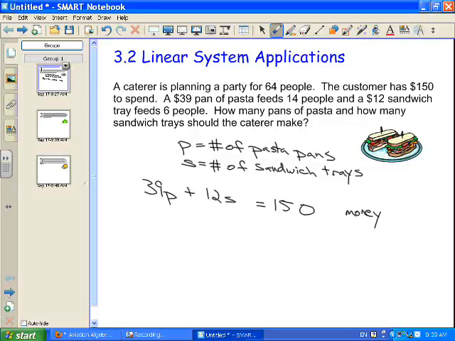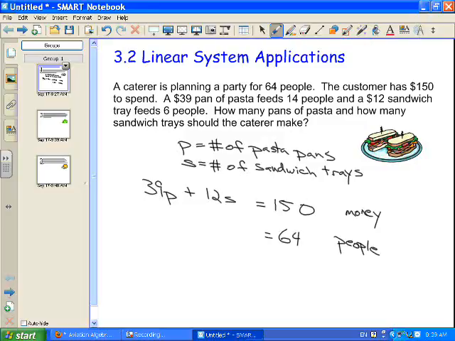What's another number that represents a total? 64. 64 what? People. This is my people equation. The reason I labeled this as money is that $150 was money, so when you're looking back up for which numbers to plug in, you should be focused on the money. $39, $12, $150: money equation. This is people. 64 people.